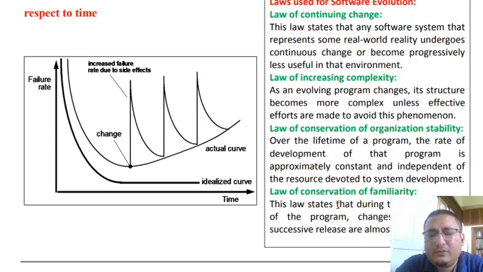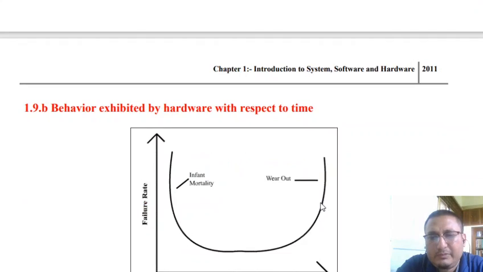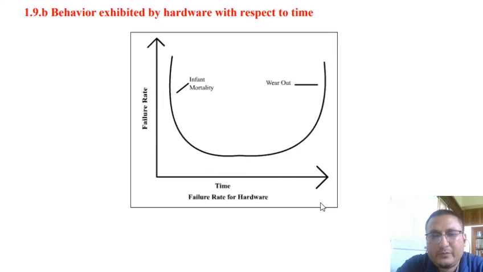So these are the four important laws related to software evolution that you need to understand: the law of continuing change, the law of increasing complexity, the law of conservation of organizational stability, and the law of conservation of familiarity. Now, likewise, let us try to understand the behavior exhibited by hardware with respect to time. If you see here, the idealized curve is not expressed explicitly because it will be the same as that of software.